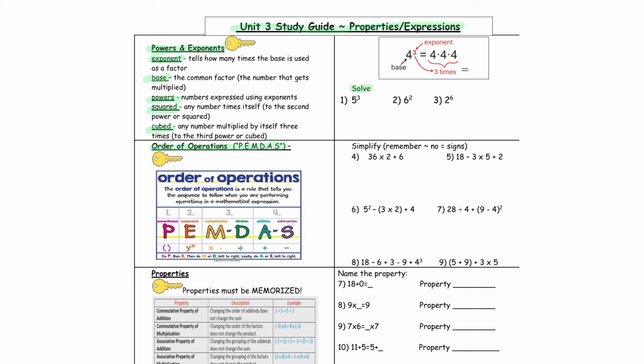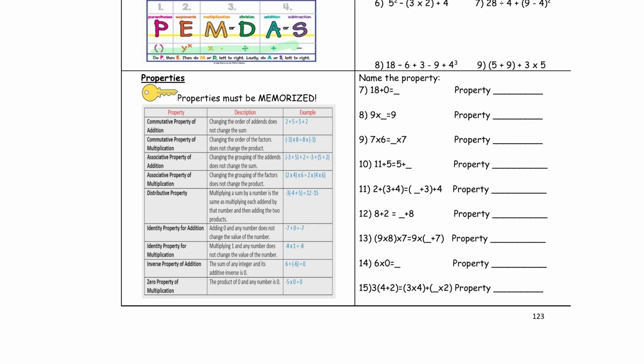Order of operations, you should be reading through this, going through all of this so that you understand. Then you're going to continue down on this page for properties. Here are a list of the properties.